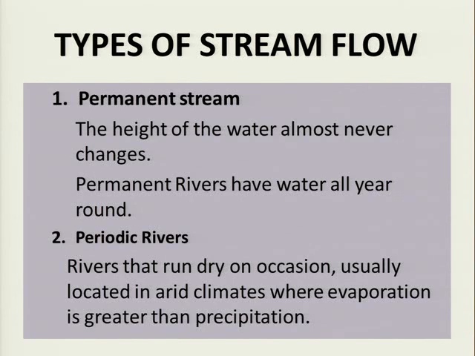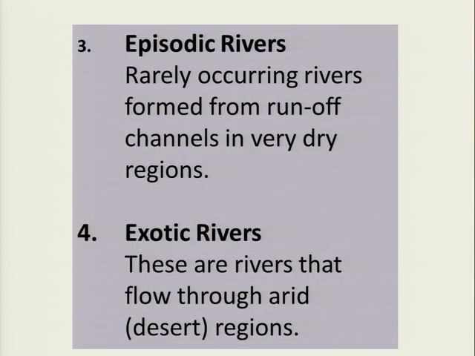The periodic river is the one that can run dry on occasion, depending on the amount of water or the rain season. The episodic river is one that rarely flows, and it only flows when there is a lot of runoff, in other words, when there is a lot of flow from the sides or a lot of rain. And then the exotic river, those are the odd ones out. It flows through a very dry, arid region, but it contains a lot of water.